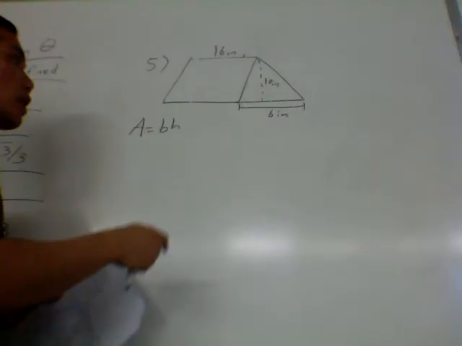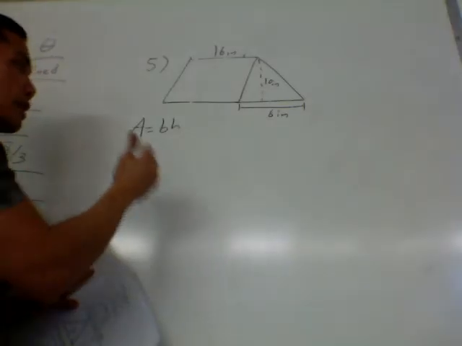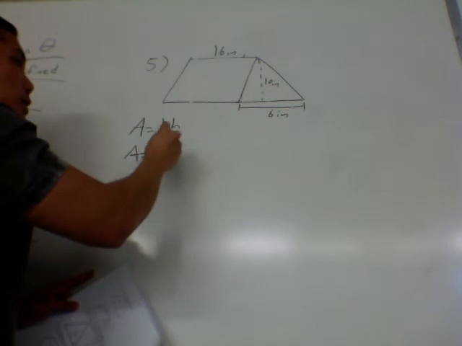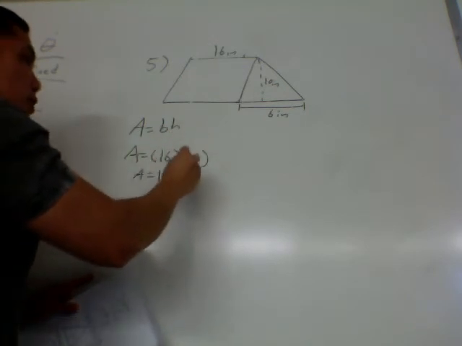So the area of the parallelogram is base times height. Even if the height here is in the triangle, we could just move it over here. It has the same height. Area is equal to 16 times 10. So area is equal to 160 inches squared.